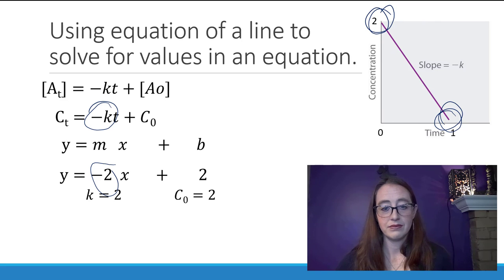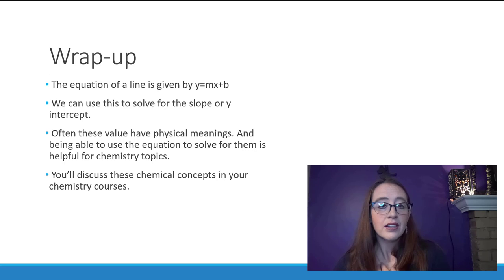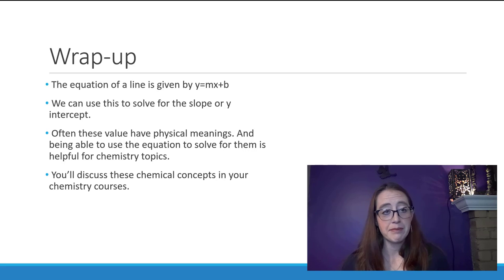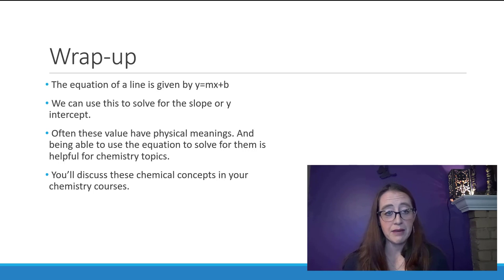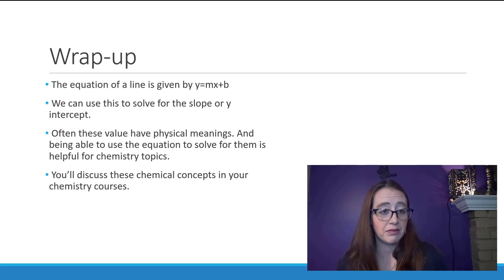So in summary, the equation of a line is given by y equals mx plus b. We can use this to solve for the slope or the y-intercept. You learned how to do this in whatever algebra classes you had leading up to this class. Now, doing it in a chemistry class is exactly the same as doing it in those algebra classes. It's just that these values now have physical meanings as well. And being able to use the equation to solve for m, or being able to solve for the y-intercept, now lets us solve for those values that have physical meaning. And then you'll discuss all of these different chemistry concepts, because there are many, many more, of course, in your chemistry courses.